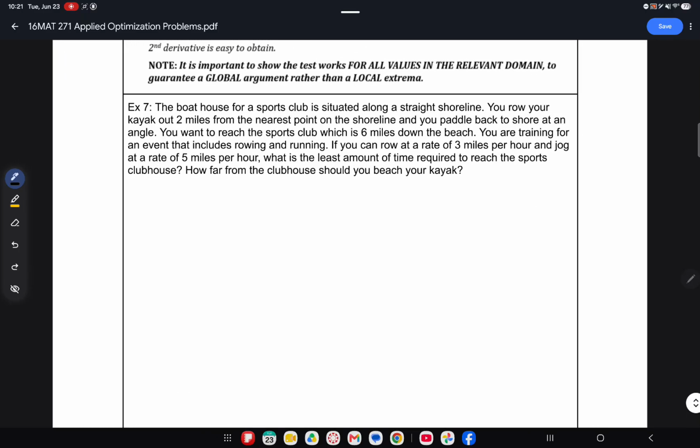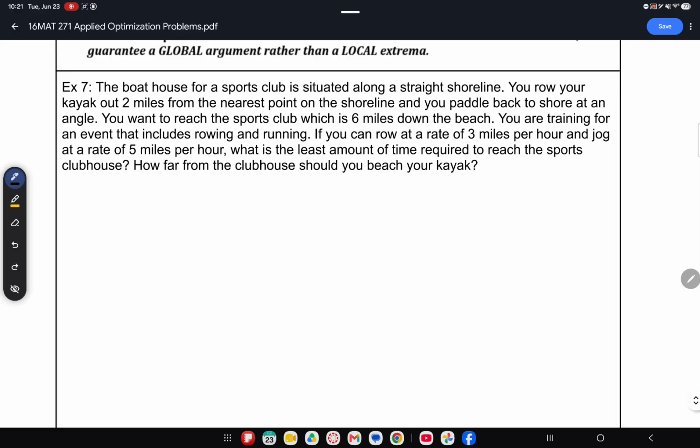And I think this is the last problem here. All right. So we have a boathouse for a sports club. It's situated along a straight shoreline. You row your kayak out 2 miles from the nearest point on the shoreline and then paddle back to shore at an angle. You want to reach the sports club, which is 6 miles down the beach. You're training for an event that includes rowing and running. If you can row at a rate of 3 miles per hour and jog at a rate of 5 miles per hour, what's the least amount of time required to reach the sports clubhouse? And then how far from the clubhouse should you beach your kayak?